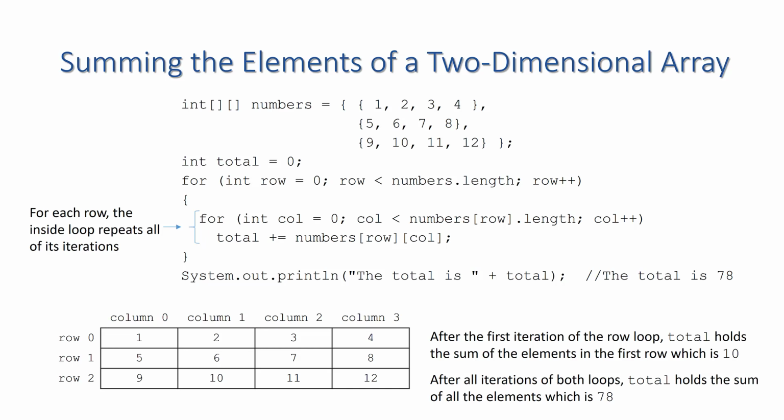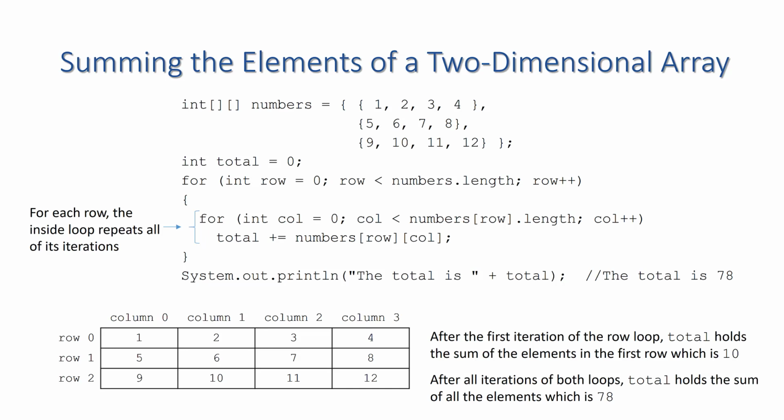To compute the sum of all the elements in a two-dimensional array, use an accumulator and nested loops. In the example code, numbers is defined as a two-dimensional array and initialized with an initialization list. The accumulator total is defined and initialized to 0. The outside loop iterates through each row, and for each of its iterations, the inside loop iterates through all of the columns. In other words, when row is 0, the column loop repeats for column equal 0, 1, 2, and 3. At each iteration, the element is added to the accumulator.